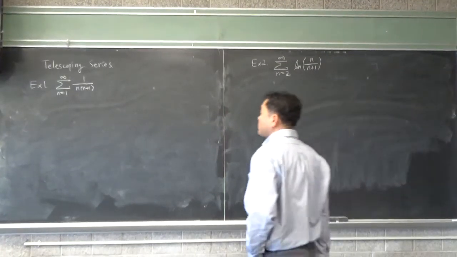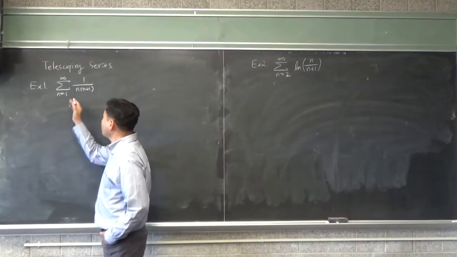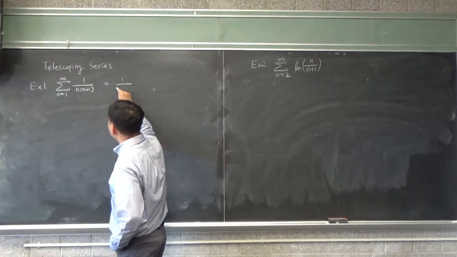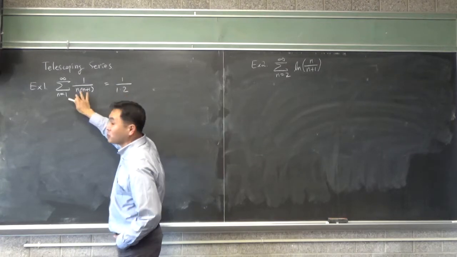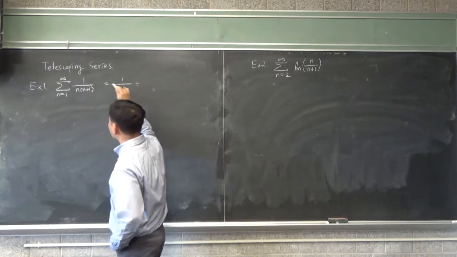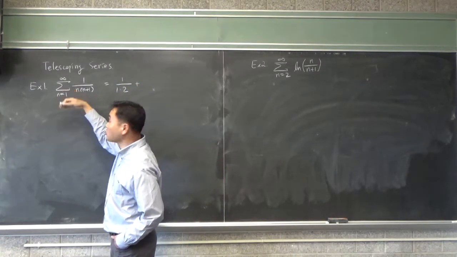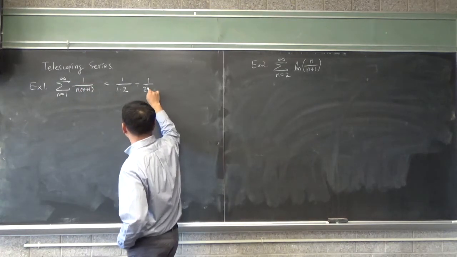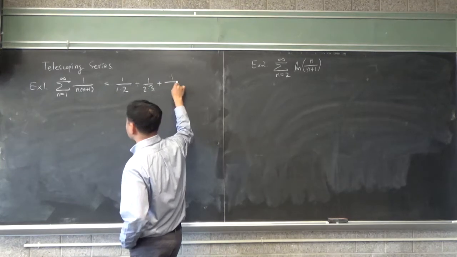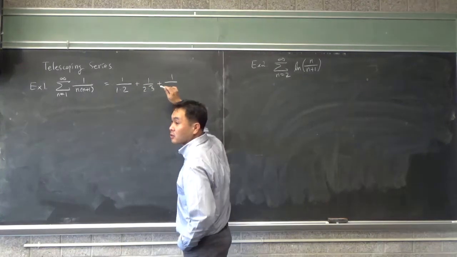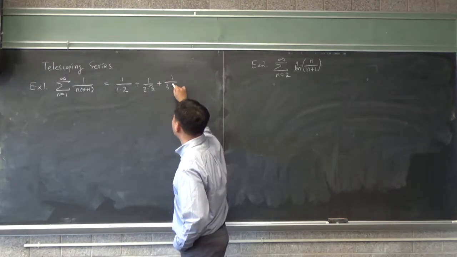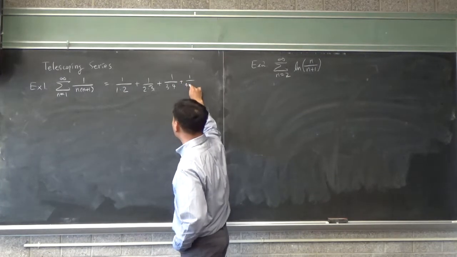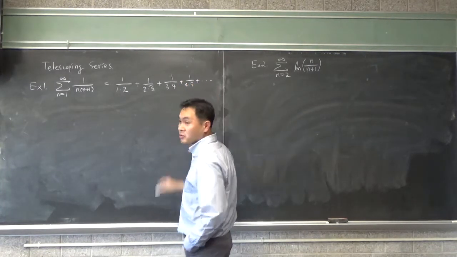Let's look at this summation, which if you write it out, it's like 1 over 1 times 2 when n is 1, right? The next one is what? Then n becomes 2, so 1 over 2 times 3. What's the next term? 1 over 3 times 4. And then 1 over 4 times 5, and it goes forever. Okay.